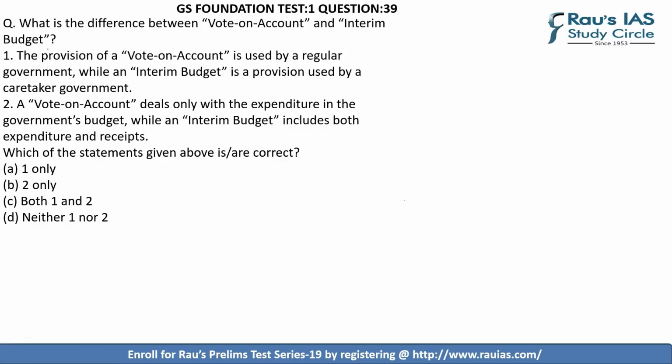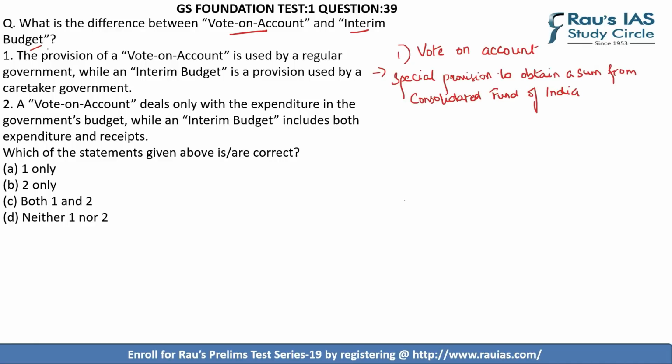Question number 39 contains two statements, and we need to identify the difference between vote on account and interim budget based on these two statements. Let us first understand the meaning of these two terms. Now, vote on account is a special provision by which the government obtains the vote of the Parliament for a sum sufficient to incur expenditure on various items for a part of the year. And this sum is obtained from the Consolidated Fund of India. Vote on account can be passed by all governments, whether incumbent or regular or caretaker.